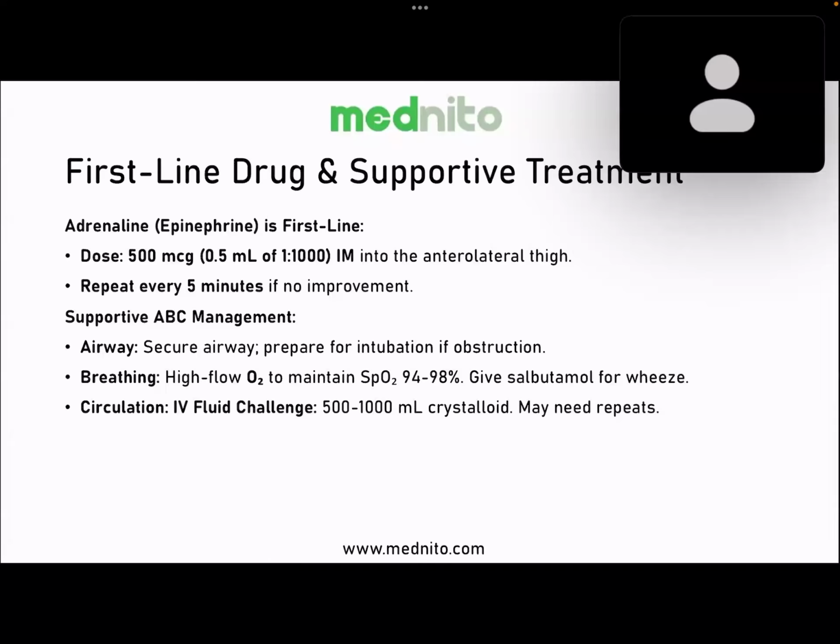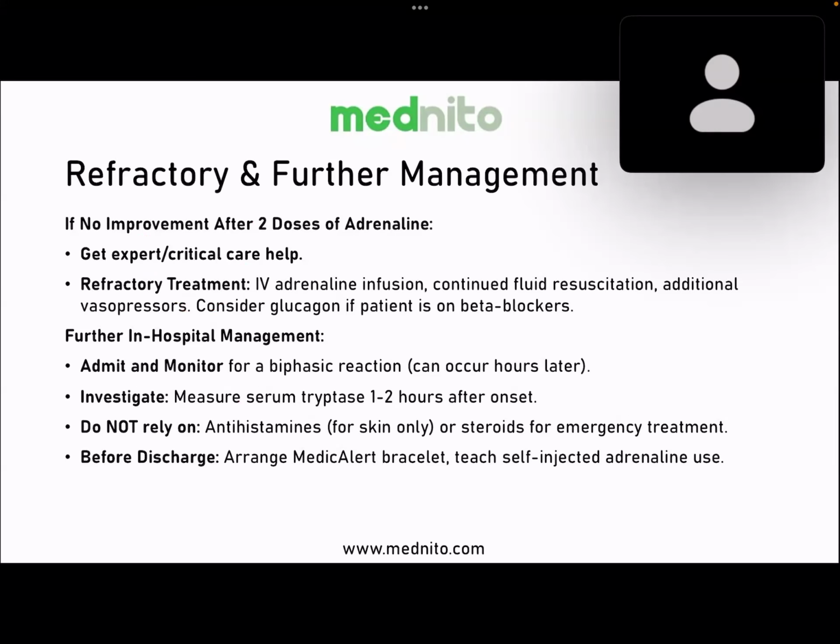All right. The dose is 500 micrograms, 0.5 ml of 1 in 1000, intramuscular in the anterolateral thigh, and you will have to repeat it every 5 minutes if there is no improvement. Obviously, airway, breathing, circulation needs to be maintained. You all know that. All right.